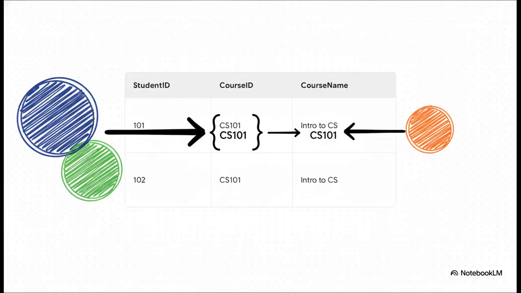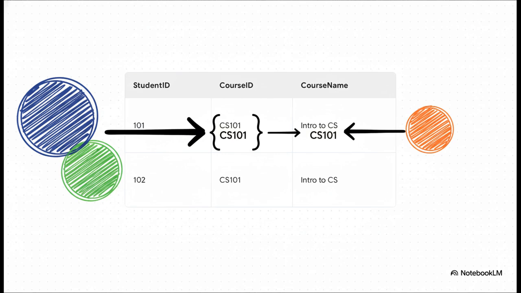All right, on to second normal form, or 2NF. Now, this rule really comes into play when you have what's called a composite key, basically a primary key made up of two or more columns. In this example, it's the combination of student ID and course ID. So 2NF says that every other piece of data in that row has to depend on the whole key, not just a piece of it.